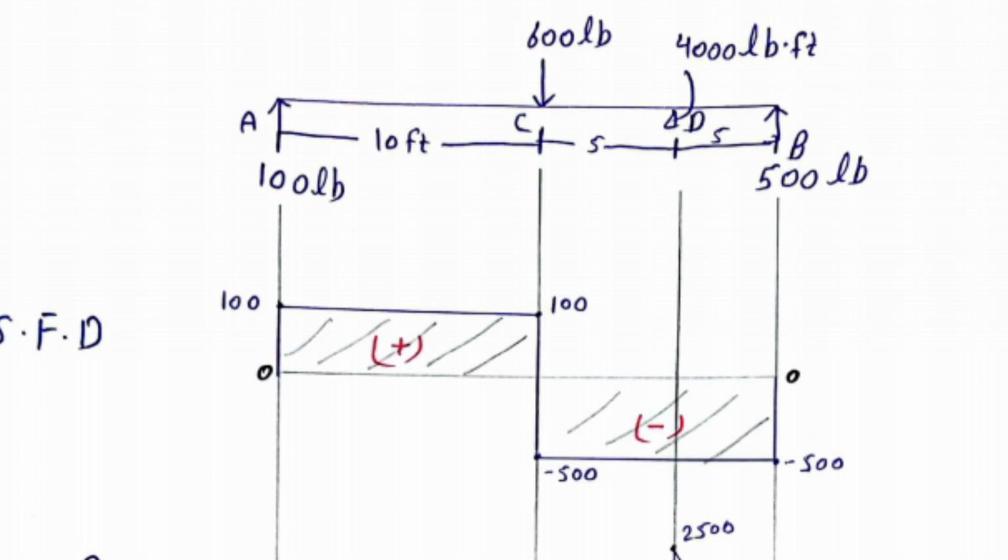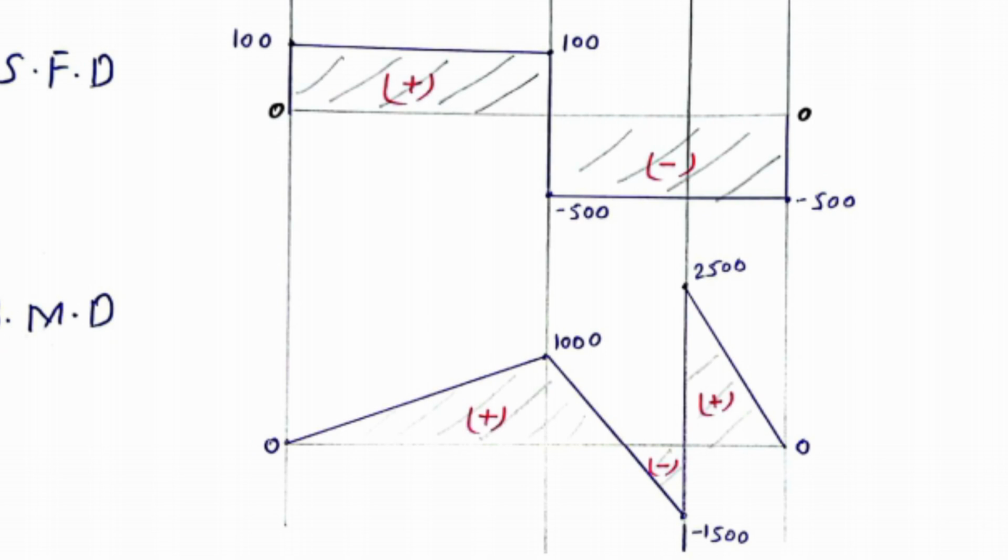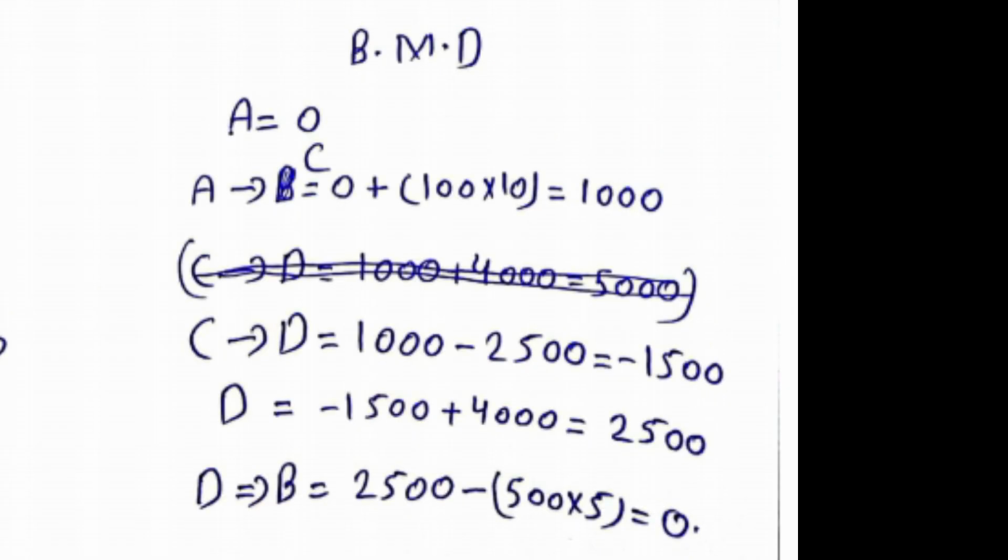Constant shear means the BMD will be linear. The bending moment at any point is the area under the shear force diagram up to that point. We'll use the convention, tension on the bottom, smiley face, is positive moment. Moment at A, MA. Since A is a pin support at the end of the beam, MA equals 0.